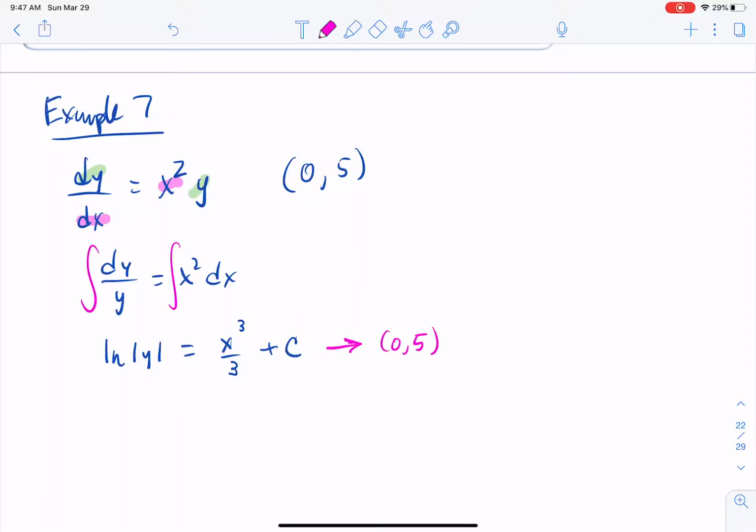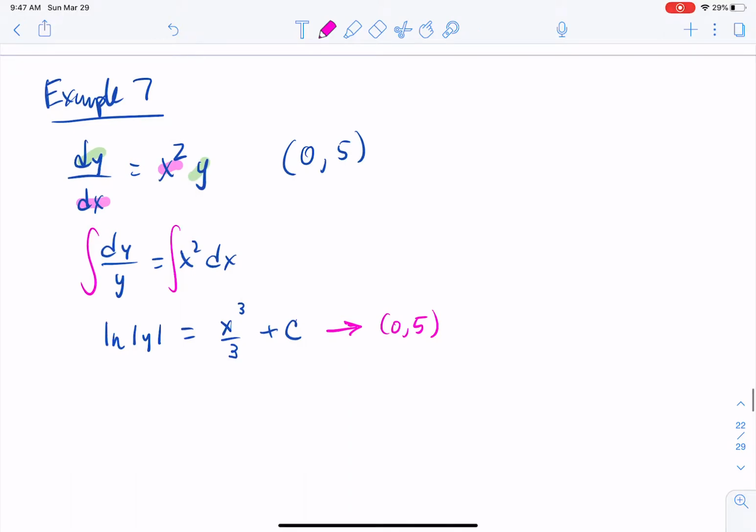Why did I write that down again? It's like 2 centimeters above my problem. So I plug in a 5. I'd have the natural log of the absolute value of 5, which is natural log of 5, is equal to 0 cubed over 3, which is just 0. Wow, bam, we found our C value. Very, very handy.